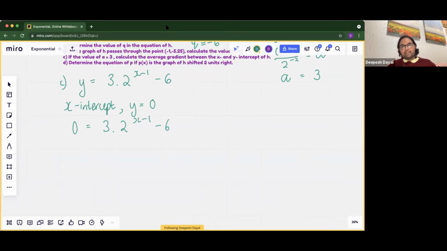So I want you to try that out. Help me to solve for x in this equation here. Help me to solve for x and let me know what is the value of x. What is the value of x? You're going to solve for x. Please type in the chat and let me know. What is the value of x?